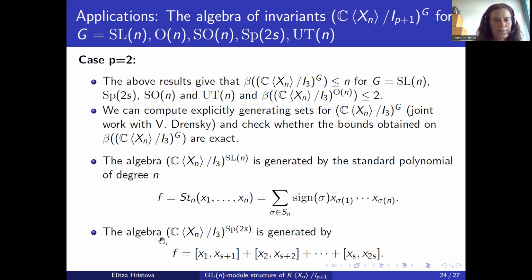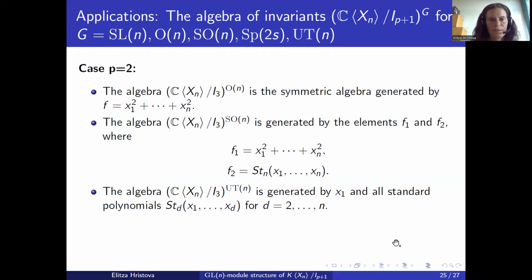When we consider the algebra of Sp invariants, then it is again generated by one element, this element. However, this element is of degree 2, and our previous statements say that the bound should be n. So in this case, the bound is not obtained. And as n grows, the bound is further and further away from being optimal. Okay, let us see what happens in the other 3 cases.